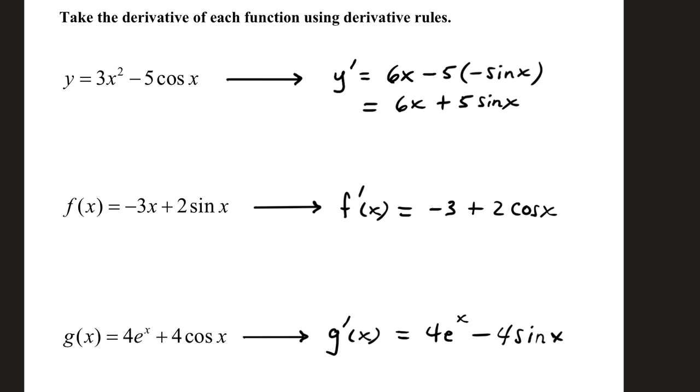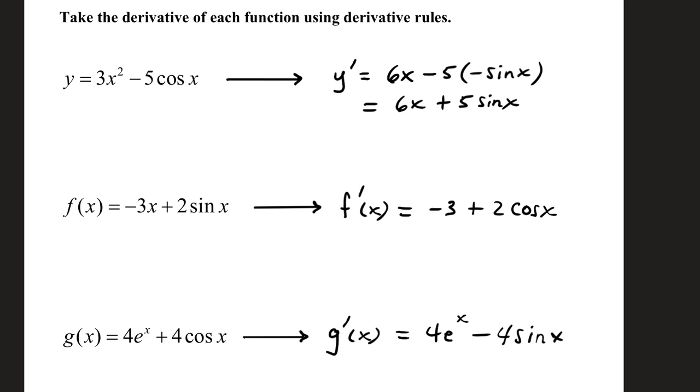Take the derivative of each function using derivative rules. This first function, we have an algebraic term 3x squared. We know how to take the derivative of that. That's 6x minus 5. The derivative of cosine x is negative sine x. Those two negatives will make a positive. In the second example, negative 3x is also algebraic. Its derivative will be negative 3. 2 times sine x, that'll be 2 times the derivative of sine x, cosine x.